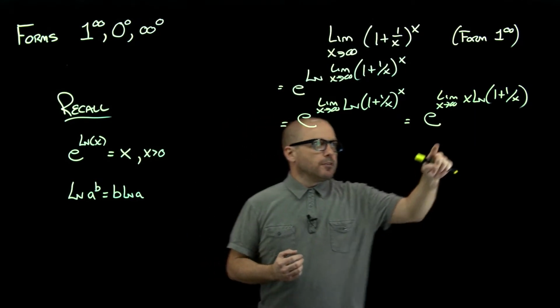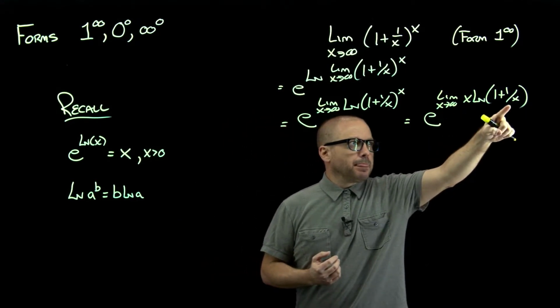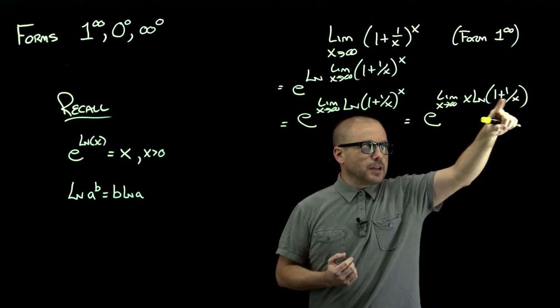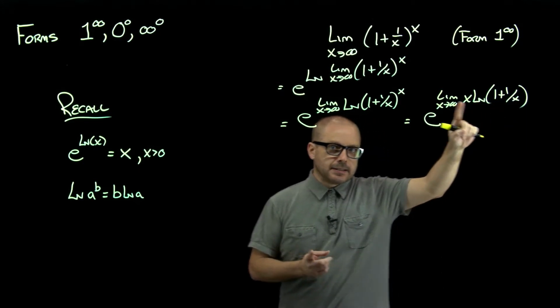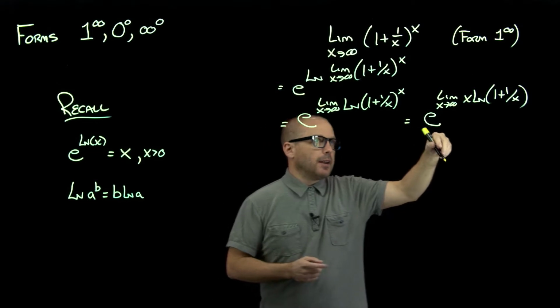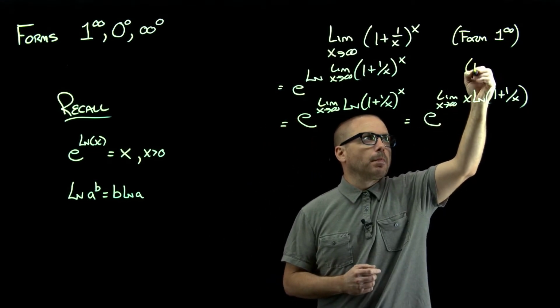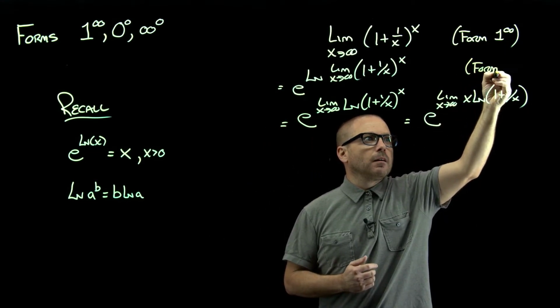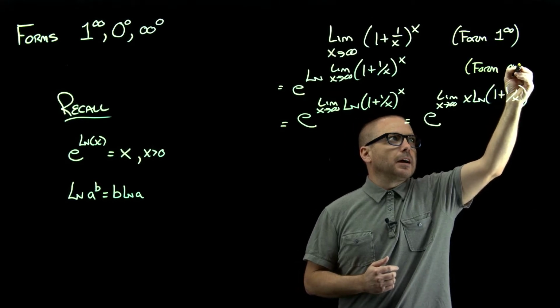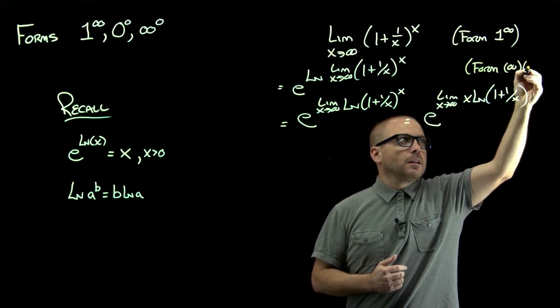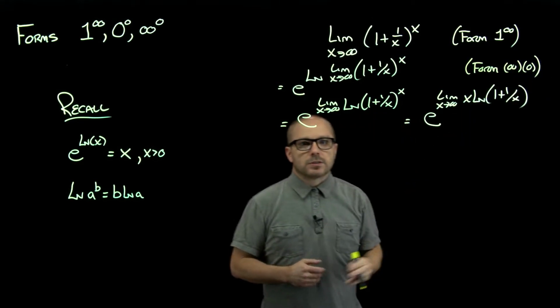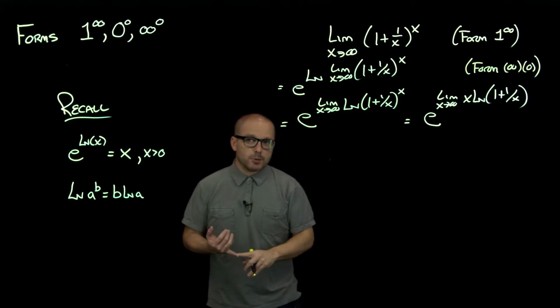All right, now what do we have? As x goes to infinity, this is headed to infinity. The argument here is headed to 1. Natural log of 1 is 0. So now we have a form infinity times 0, which is an indeterminate form we looked at previously.